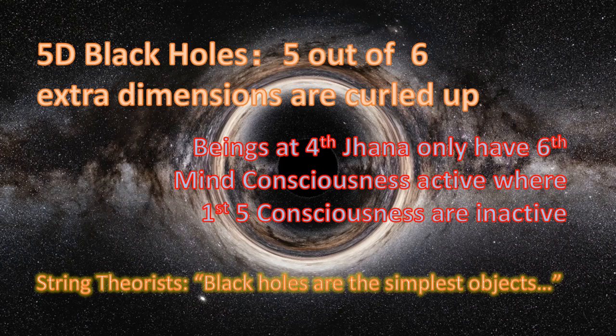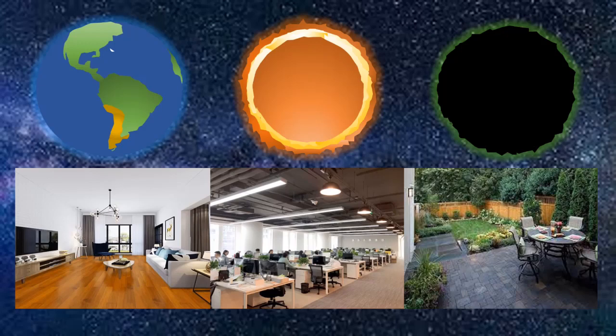String theorists say black holes are the easiest to calculate because 4th jhana beings are form beings with the least mental factors and hence the least physics, but have matter to be observed. Some physicists think they can create a black hole. The question is, why doesn't a black hole, a star, or a planet suddenly appear in our living room, office, or backyard? Physicists will tell you there isn't enough mass, or without presence of matter. But is that the correct view?